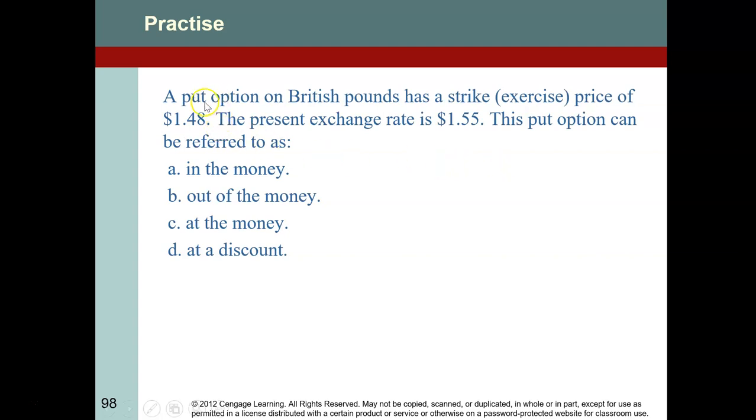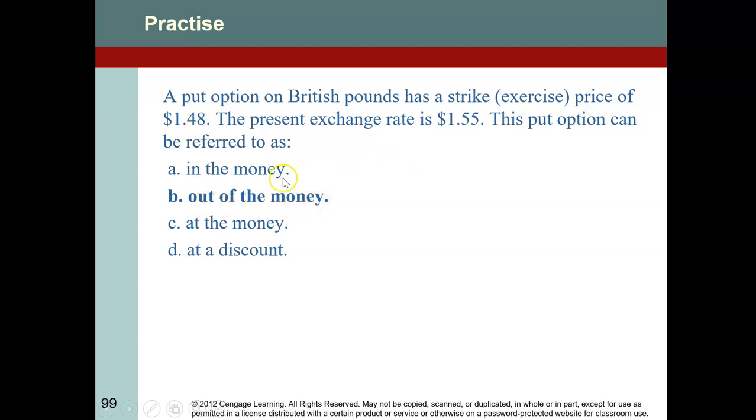Okay. For a put option, if we have an exercise price of 1.48 and the exchange rate is 1.55, we could sell this currency at 1.48, but we need to purchase it at a higher price, 1.55. So are we losing money? Is it out of the money or in the money? Out of the money, okay? We could purchase at a high price and sell at a low price, so it's going to make us lose money. So we say it's out of the money.